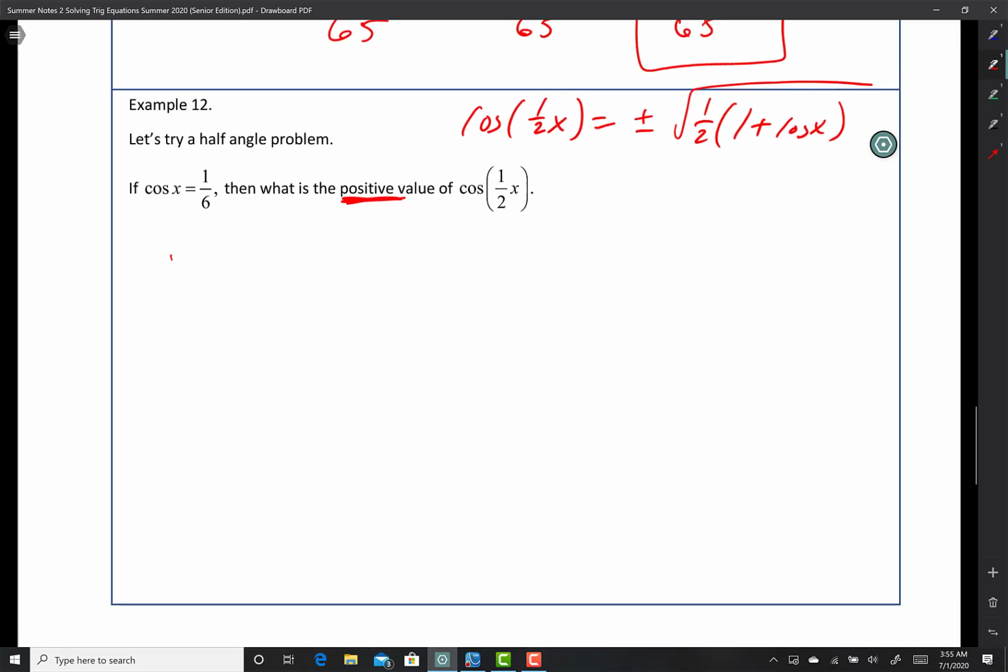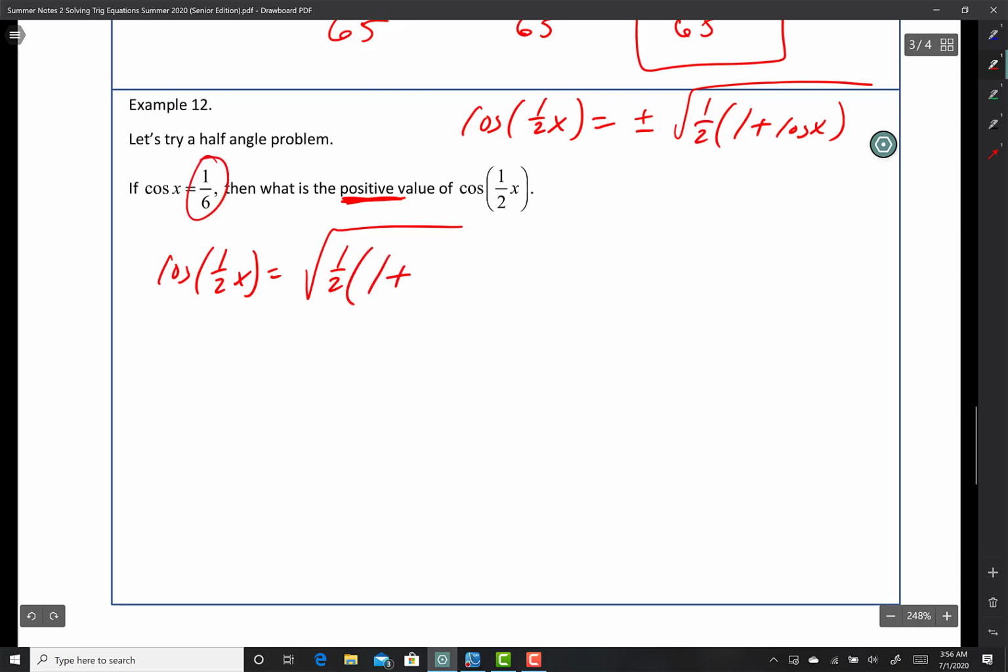All right, so here we go. Cosine of half x is equal to the positive square root of, here's my 1/2, and then 1 plus, and then my cosine x was 1/6. 1/6, and don't leave it like that, guys. Let's simplify it. 1/2, and then 1 is the same thing as 6 over 6, so 6 plus 1 is 7, so 7/6. And then when we multiply this guy, you're going to get square root of 7, and then 2 times 6 is 12.